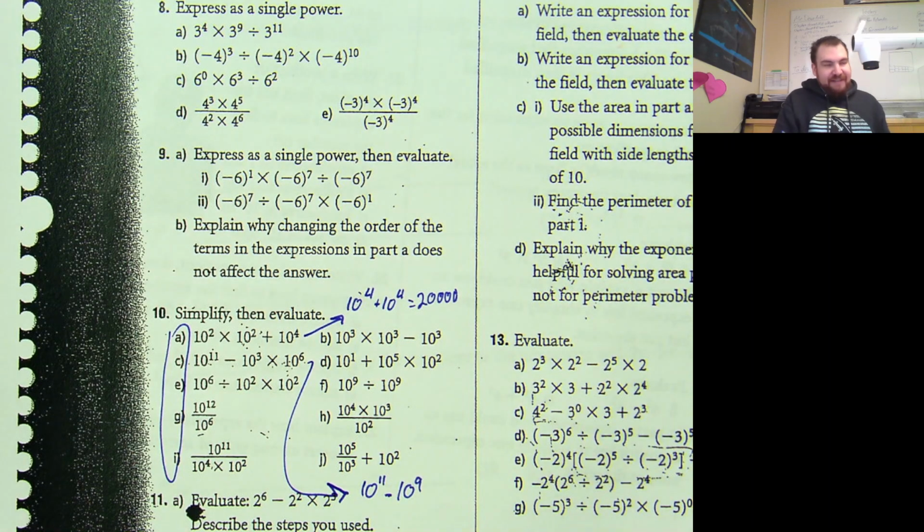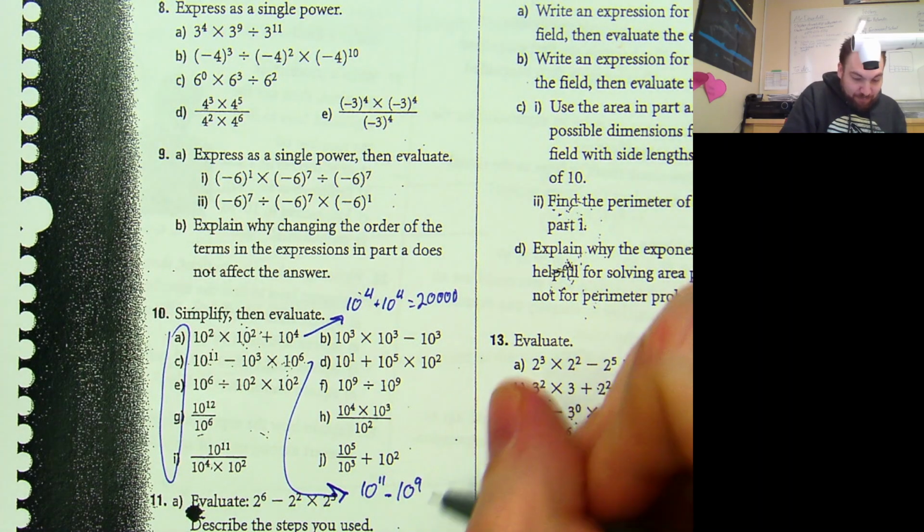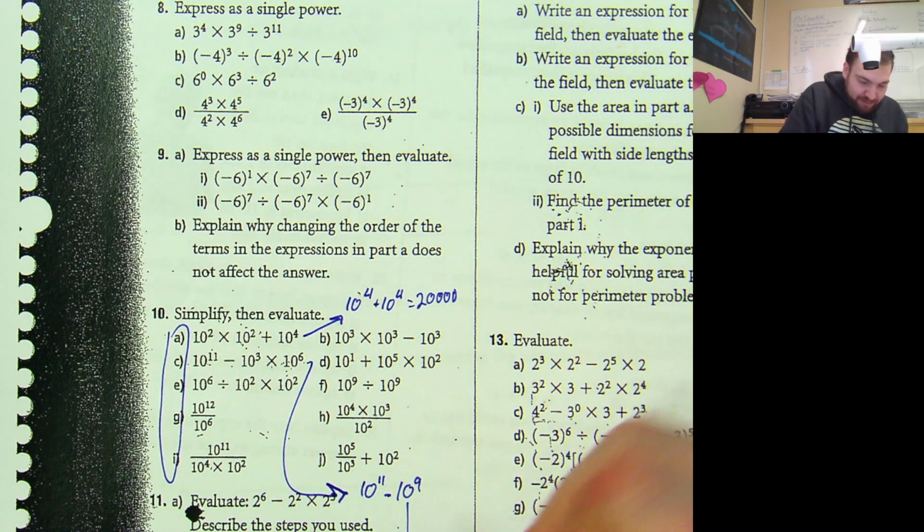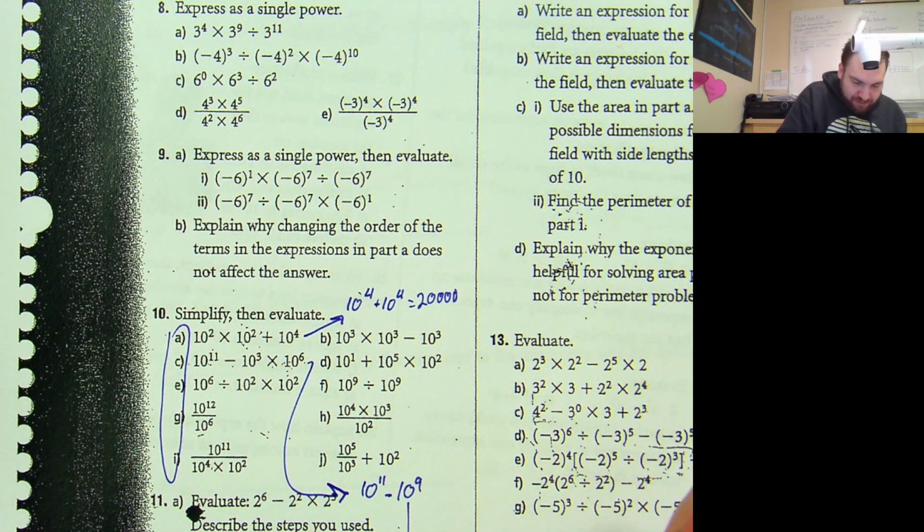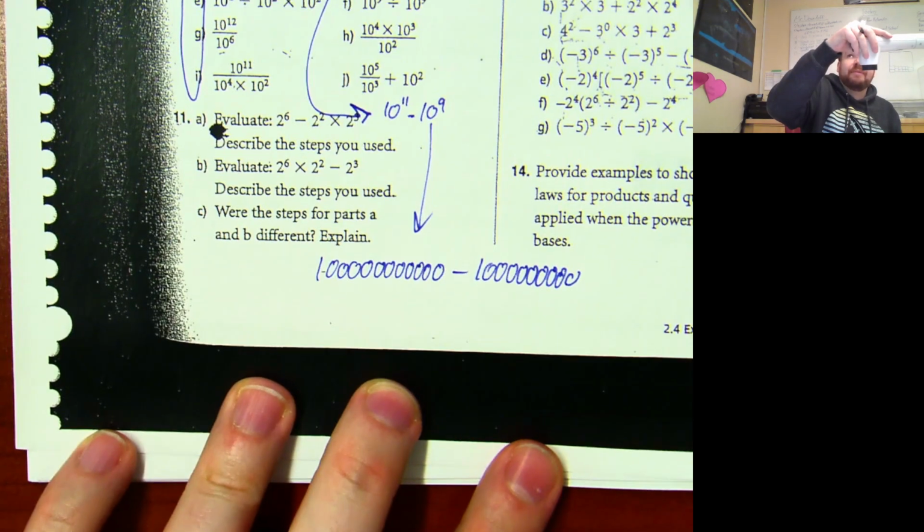So it's 10 to the 11 minus 10 to the 9. I need more space down here because you're right, those numbers are big. So I've got 1, 2, 3, 4, 5, 6, 7, 8, 9, 10, 11 minus 1, 2, 9. Bam.